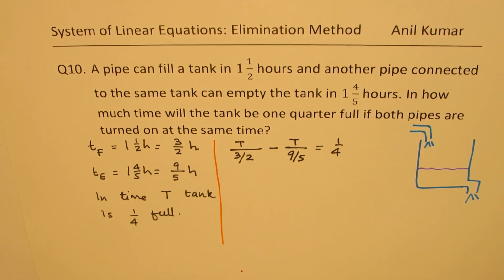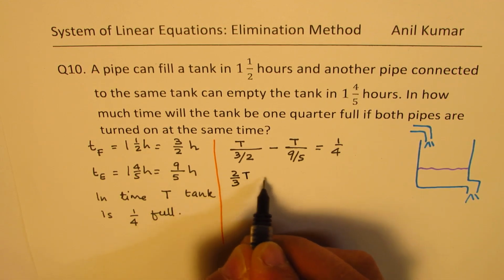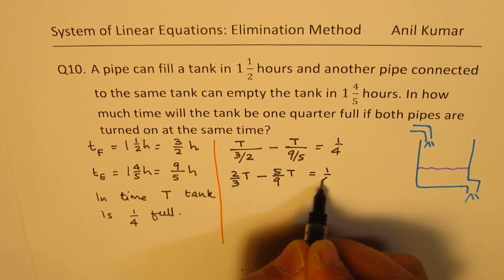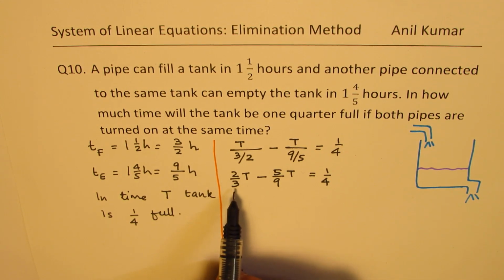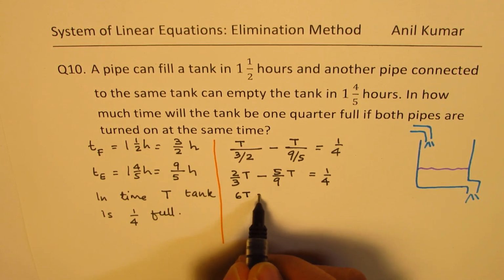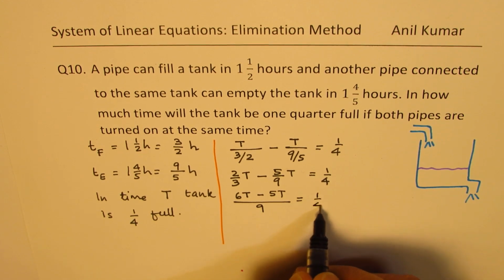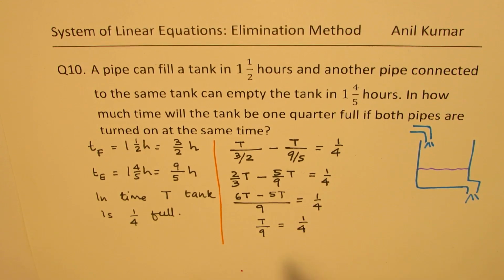And now we need to simplify this. So you can write this as 2/3 T minus 5/9 T equals 1/4. So let's make common denominators. We need to multiply this by 3, right, to get it. So 3 times 2 is 6. 6T minus 5T over 9 equals 1/4. So that is T/9 equals 1/4, or that gives you the time as 9/4, right?